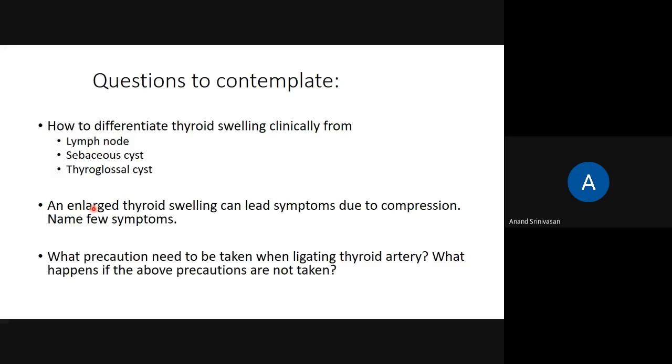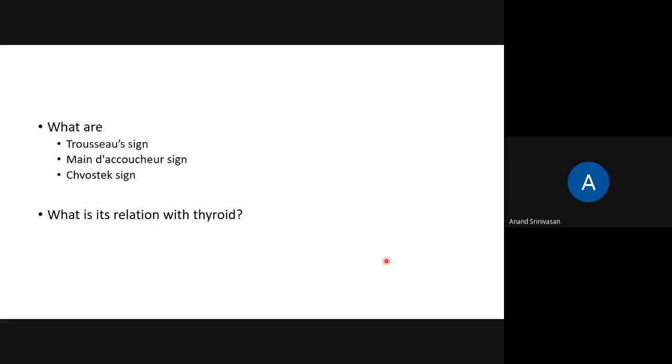So this is another one. You can find out like this, and these are basically the relations of the thyroid gland. Since we are discussing the parathyroid, I'm not going into the details of this one. The last is about precautions when ligating the thyroid arteries. You know that the external laryngeal nerve and the recurrent laryngeal nerve need to be secured before ligating the thyroid arteries.